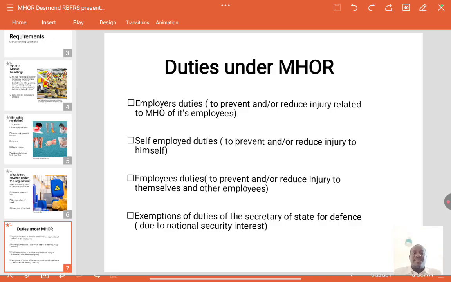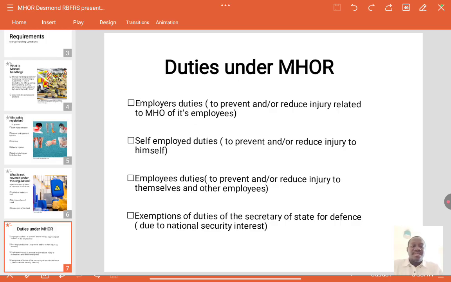The next section of our slide, we are looking at the duties under the manual handling operation regulations. The regulation actually sets up 3 key duties, and there is an exemption of duty in that effect as well. Now the 3 key duties are: 1. The duty of the employer. Every employer has a duty to prevent or reduce injury that is related to its employees.